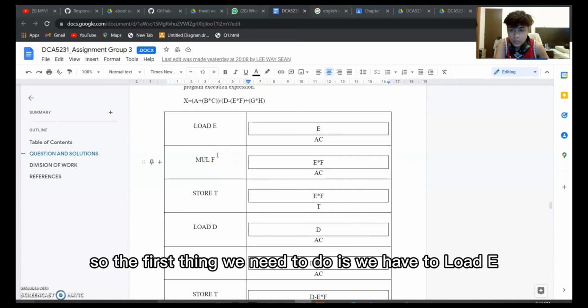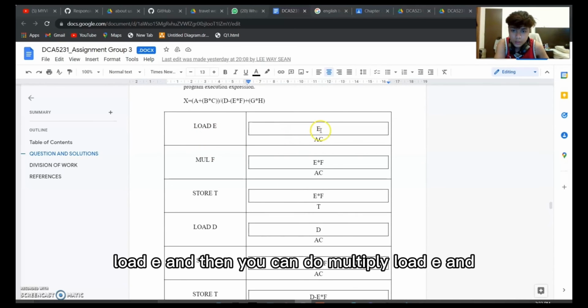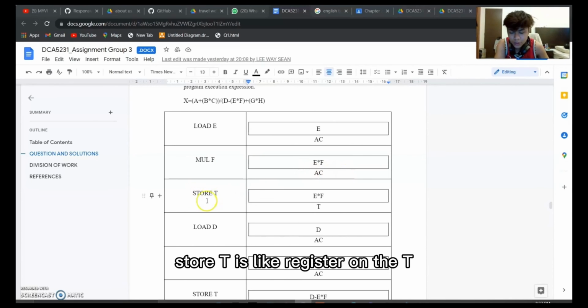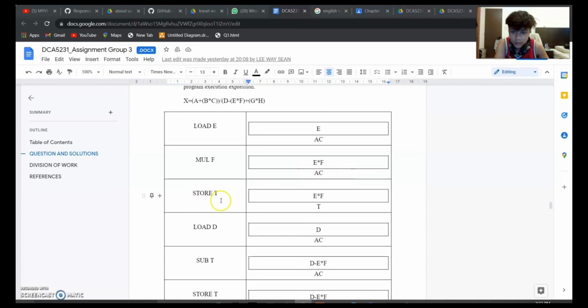So the first thing we need to do is load E, and then we can do multiply. Load E into the accumulator. The second one is multiply F. So we do E multiply F in the accumulator. Store T is like we put the result in T. So we put E multiply F into T.